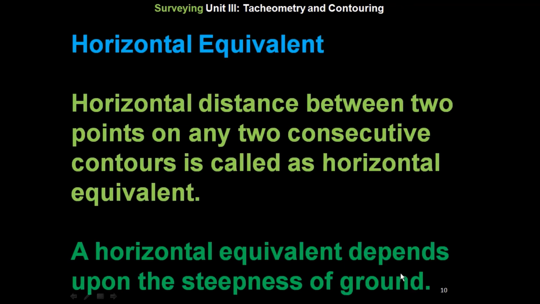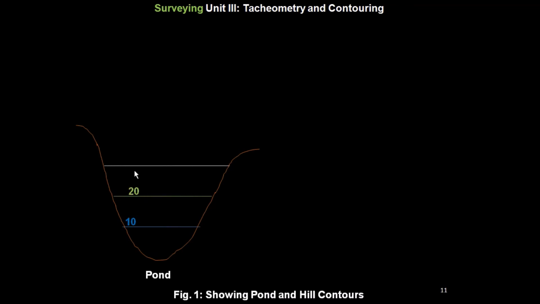The horizontal distance between two points on any two consecutive contours is called the horizontal equivalent. A horizontal equivalent depends upon the steepness of the ground. So here we can see the figure showing the pond. This is the profile of the pond. This is the water level. At 10 meter we will consider the water level, at 20 meter water level, at 30 meter interval.